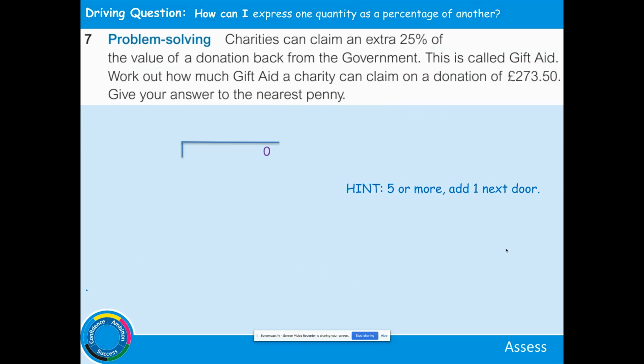Right, blue slide. You have a go at this one on your own. Press pause and press play when you're ready to check your answer.